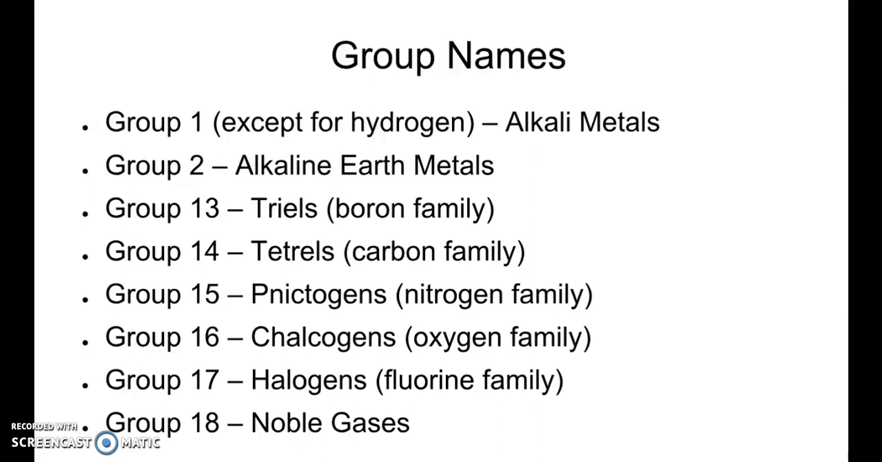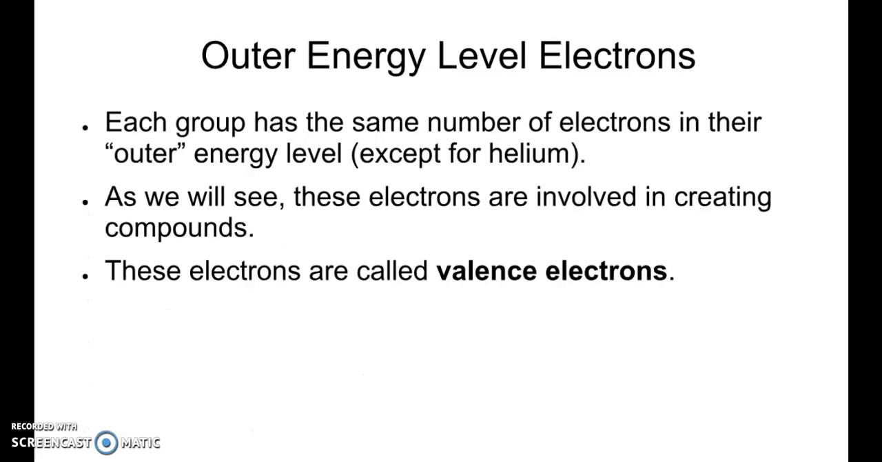16, chalcogens, oxygen family. 17, halogens, fluorine family. And then 18 are your noble gases. So you need to have all of those names written down on your periodic table.